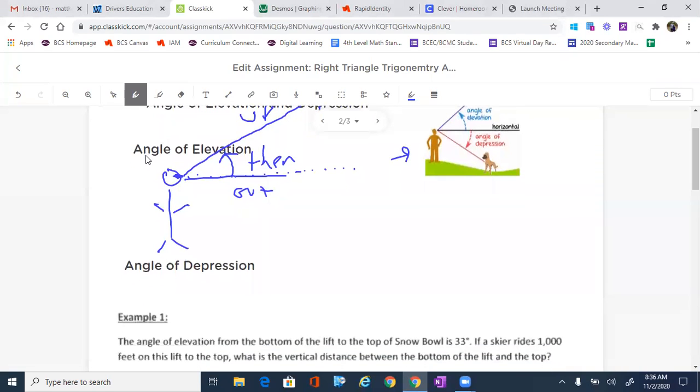Now the angle of depression is the exact same thing, but in the opposite direction. We look at this person right here. We have a horizontal. It is out, then down. I like to put the "then" right there in the angle, so it makes a little more sense. That is your angle of depression. Out, then down.